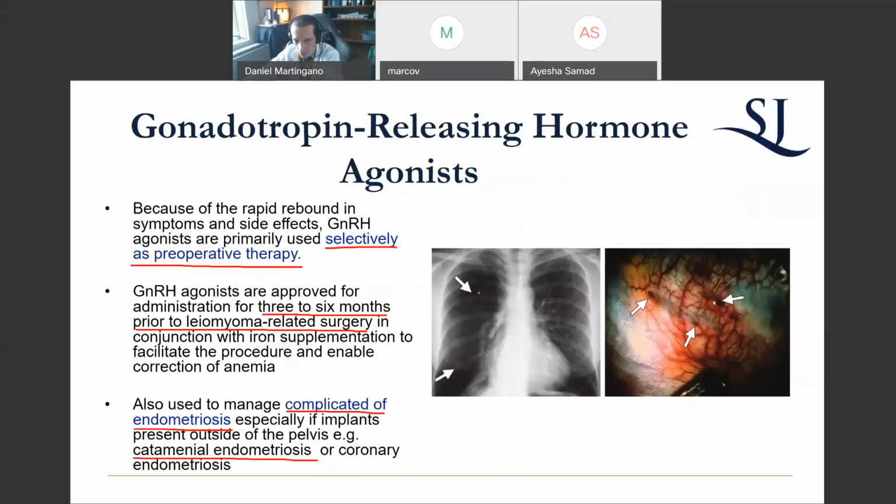This is an example of a pneumothorax caused by endometrial implants. When I was in residency, we had a patient who was in and out of the hospital because she had catamenial endometriosis, and she would present often with hemothorax due to her endometriosis in the lungs. And she would need a lot of VATS procedures and things like that.